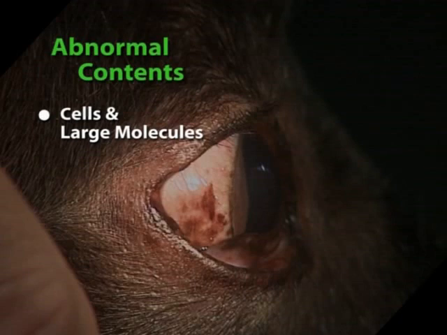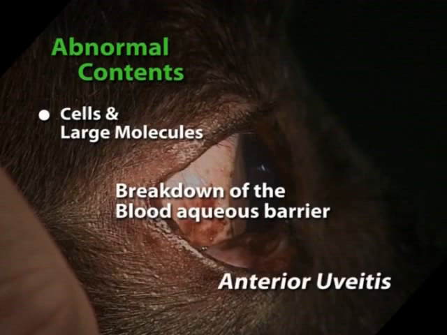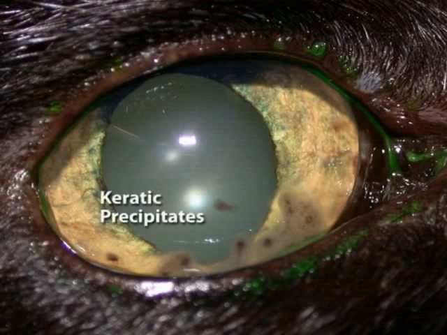Cells and large molecules enter the anterior chamber as a result of breakdown of the blood aqueous barrier. This occurs with inflammation of the anterior uveal tract or anterior uveitis. Clinically, uveitis can present in different ways, depending on the severity of inflammation and the underlying etiology. Inflammatory cells adhering to the back of the cornea form grey patches known as keratic precipitates.